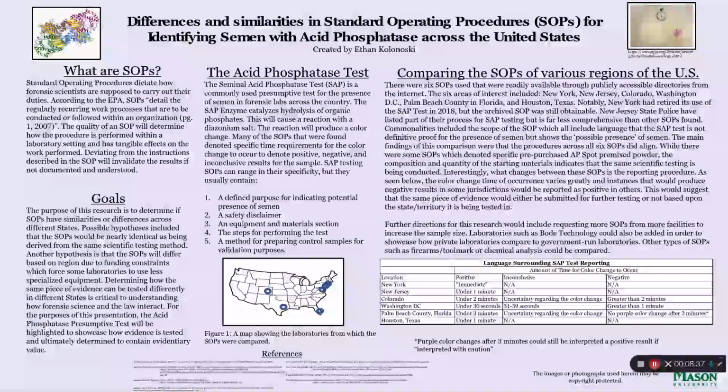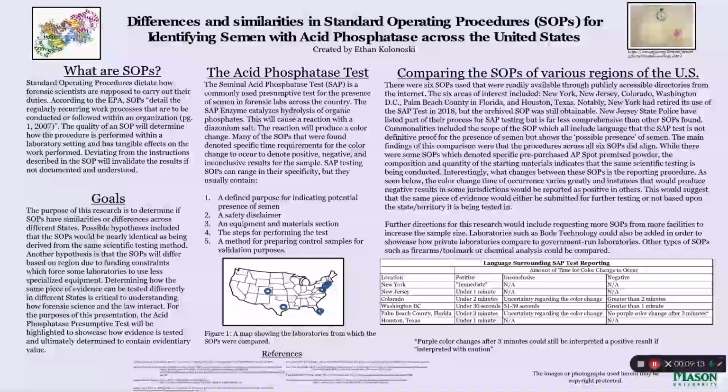The other locations did speak on this. Colorado, under 2 minutes, positive result, and greater than 2 minutes would be a negative result. You have this gray area where if you have uncertainty regarding the color change, that would be inconclusive. That would really be up to the technician. Washington, D.C., a little more stringent. Under 30 seconds is positive. 31 to 59 seconds, inconclusive. Greater than a minute, negative. So there's really no gray area in there. It's just defined that way, and that's how you're going to be reporting it.